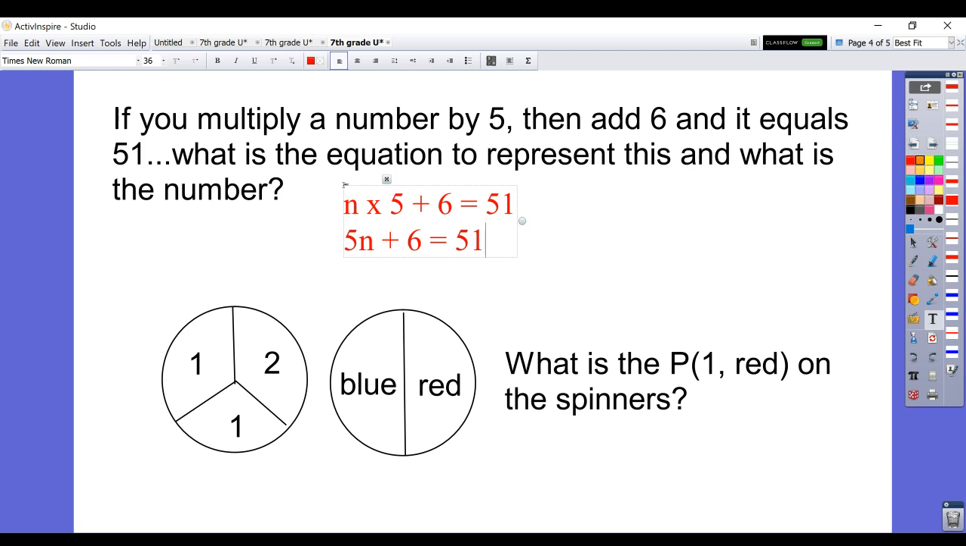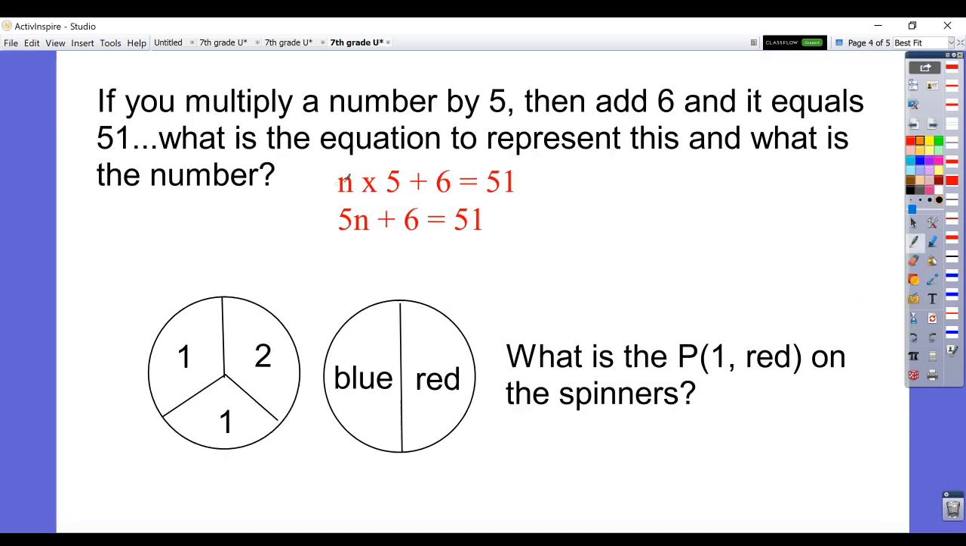And again, the reason we try to get away from x for multiplication is because it ends up looking like 2 variables otherwise. So this is really not the best way to write it because of that x. So this would be a better way to write it. And then what is the number? So the question is, what number times 5 plus 6 equals 51?